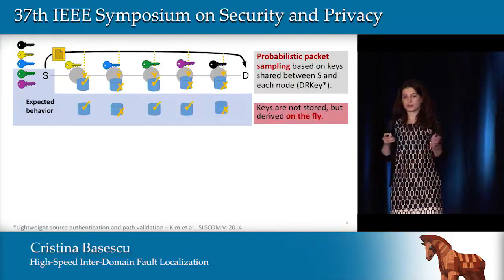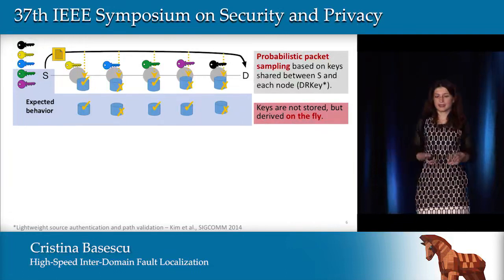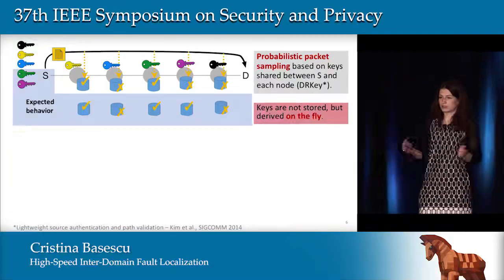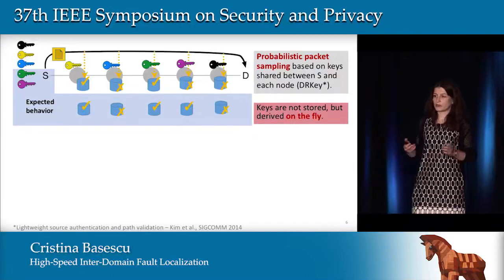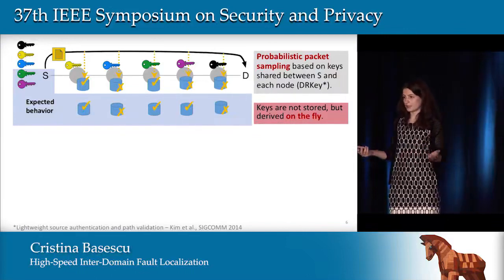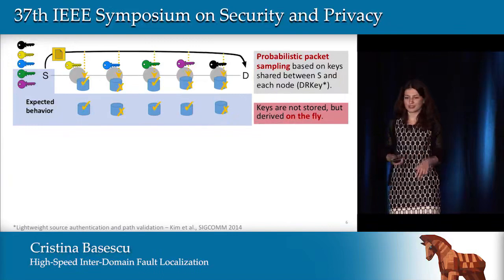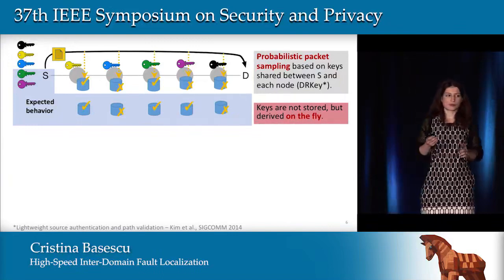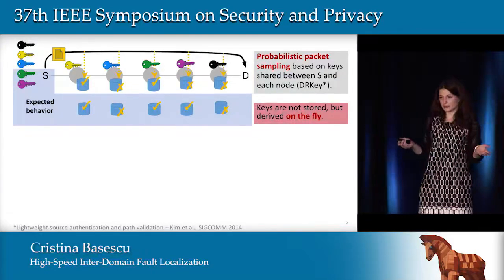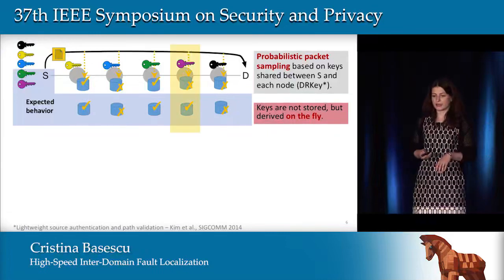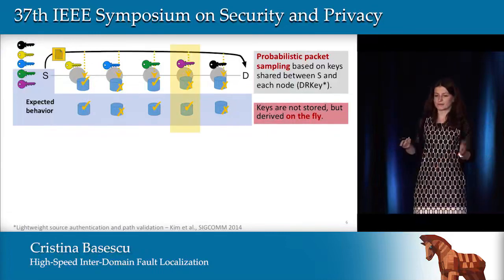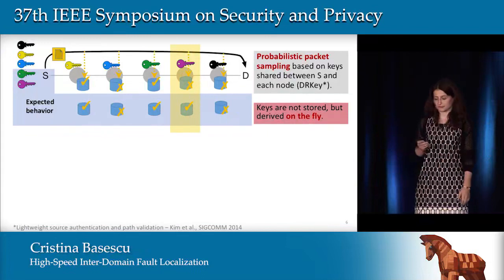And so because the source has these keys, it knows which nodes should sample which packets. But nodes do not know about each other's behavior because they do not have each other's shared keys. And so the source can then compare the expected behavior with the actual runtime behavior and can localize where something doesn't match.